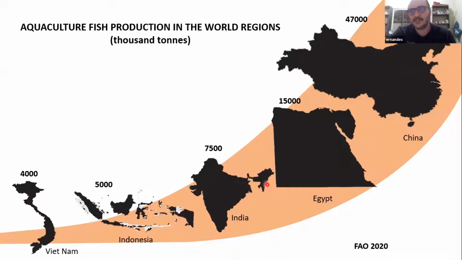And of course, when we talk about aquaculture or fish ponds, we go to China, or we go to Asia, right? And Asia is the main region producing fish or working with aquaculture in the world. And China is the most responsible for this amount of production, followed by Egypt, India, Indonesia, and Vietnam.